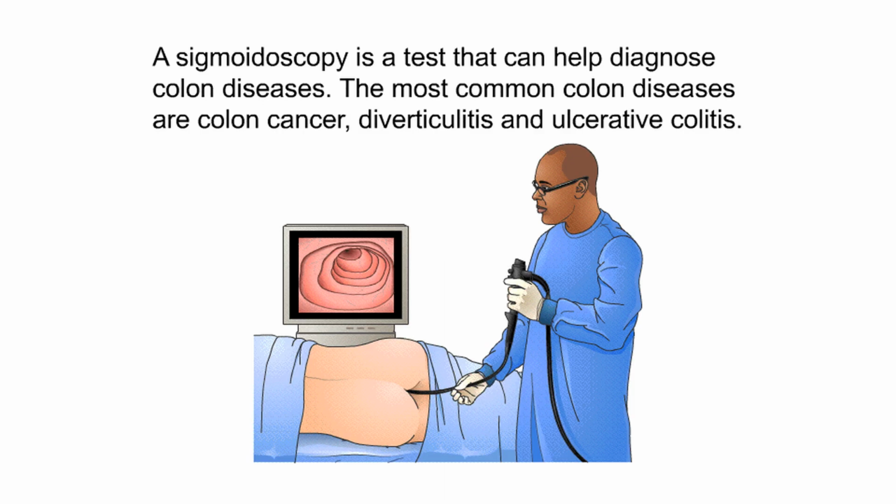Summary. A sigmoidoscopy is a test that can help diagnose colon diseases. The most common colon diseases are colon cancer, diverticulitis, and ulcerative colitis.